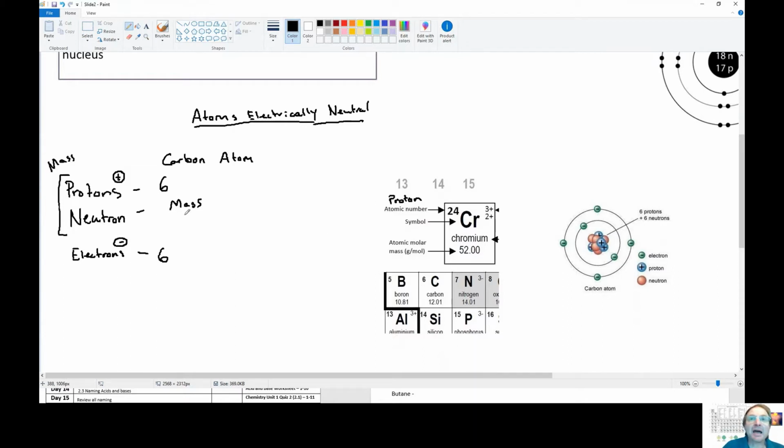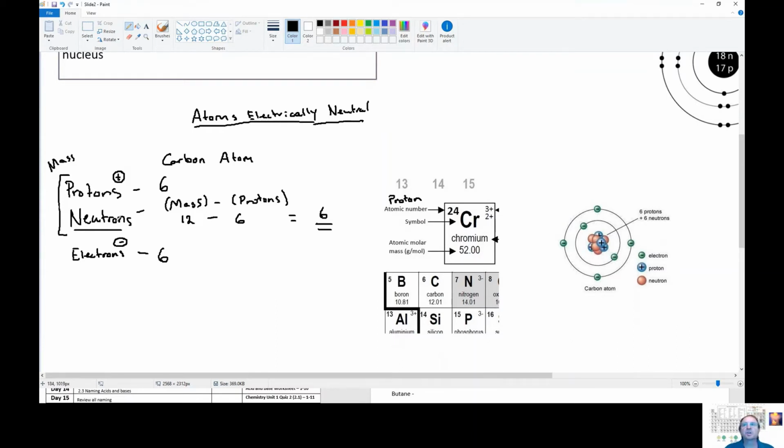And we take that mass number, which is 12, and round it to the nearest whole number, because you'll notice these are not always round numbers. So we're going to take the mass and subtract the number of protons, which of course is 6. Well, 12 minus 6 is 6. There we go. That's how many neutrons. There you go. That's the carbon atom.